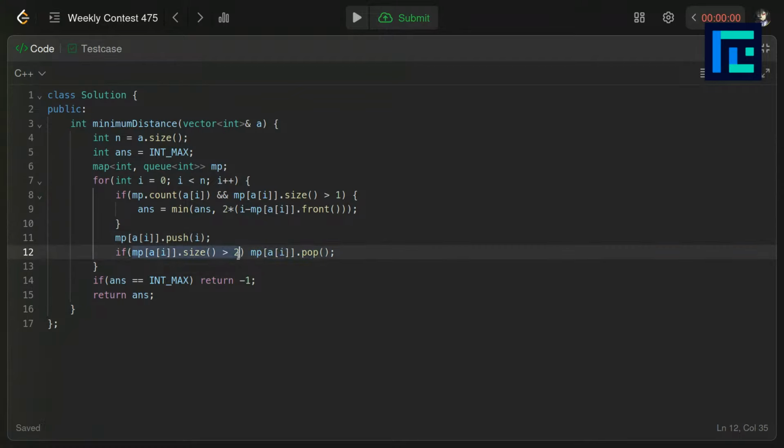If the size of the queue is greater than 2, I will pop the first value from the queue, right? First value from this queue. So that ensures that only the last 2 positions are there at each step. And then finally, if the answer is infinity, I return -1. Otherwise, I just return the answer. Right, so that's about it for this question.